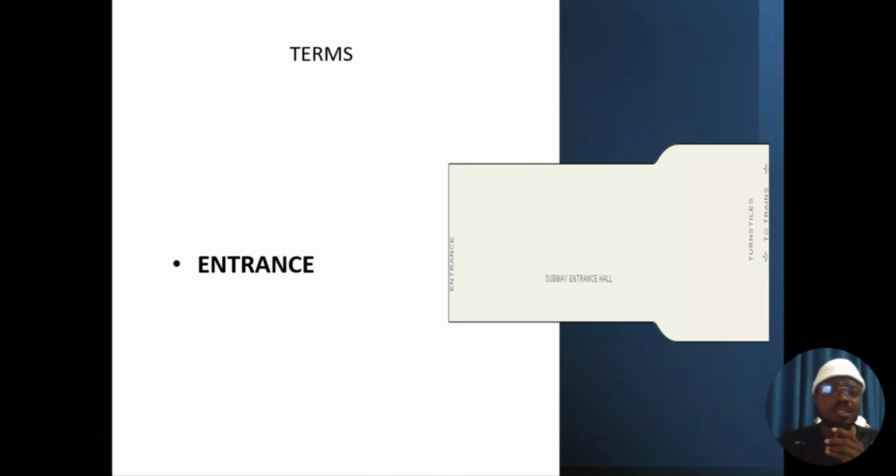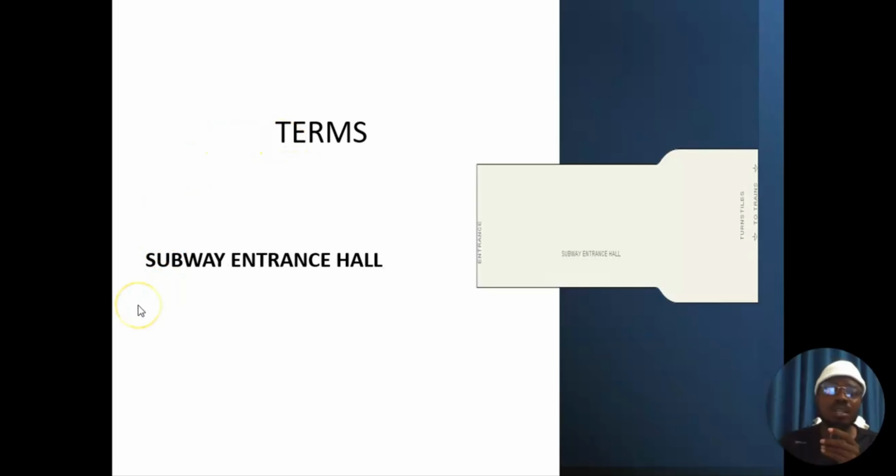This makes the concept of entrance very important. Like I said, it's just from the outside. So the moment you enter from the outside environment into that space, that place of movement is what we call the entrance. So the next point we are going to be looking into is the subway entrance.